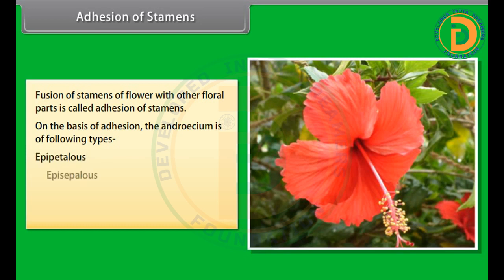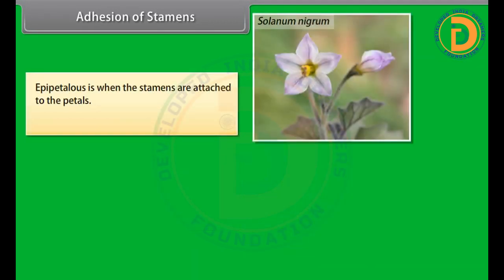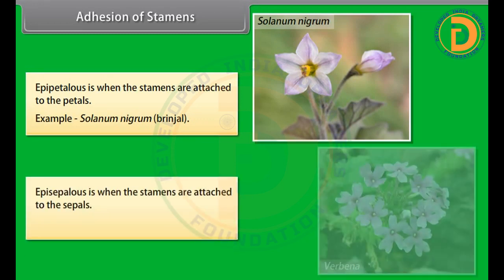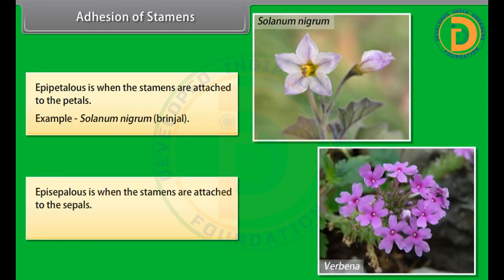Epipetalous, episepalous, epiphyllous, gynandrous. Epipetalous is when the stamens are attached to the petals. Example, Solanum nigrum, brinjal. Episepalous is when the stamens are attached to the sepals. Example, Verbena.